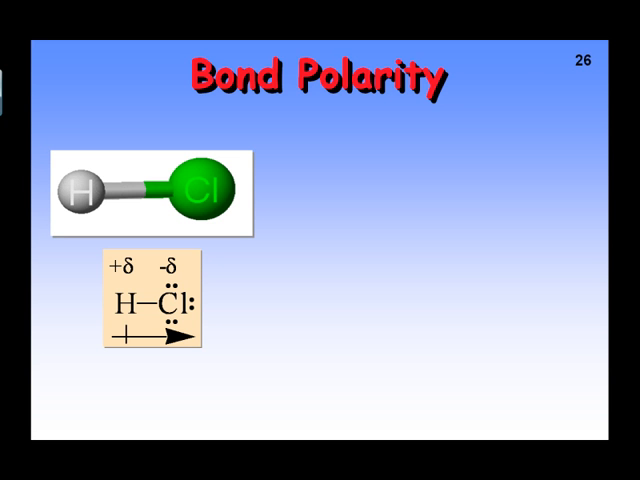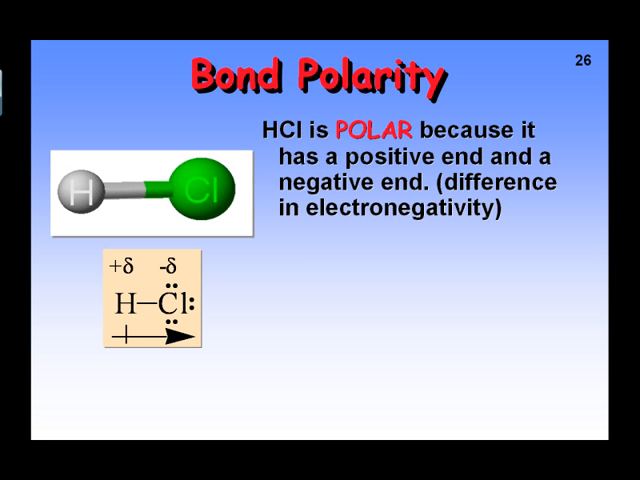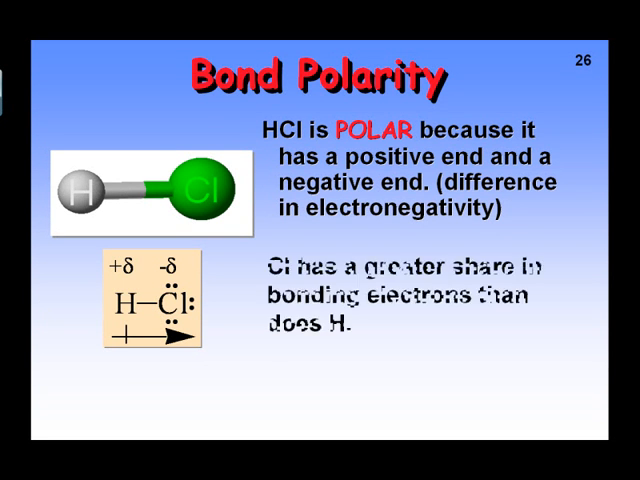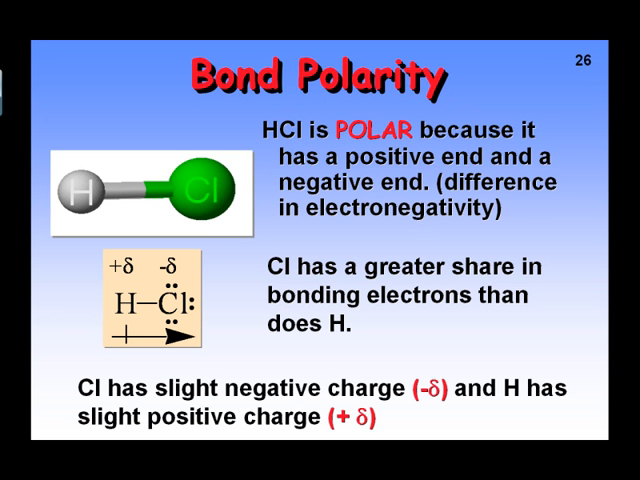So you're setting up two poles in the molecule. So this HCl molecule would be considered polar. It's got a positive end and it has a negative end, and you could look up the electronegativities and figure out whichever one has the highest electronegativity is going to be the more negative part in the bond, and whichever one has the smallest electronegativity is going to be the more positive in the bond. So really then, Cl has a greater share of the bonding electrons than does hydrogen.